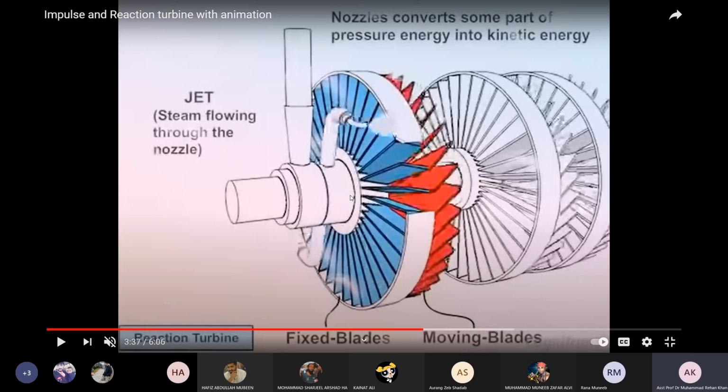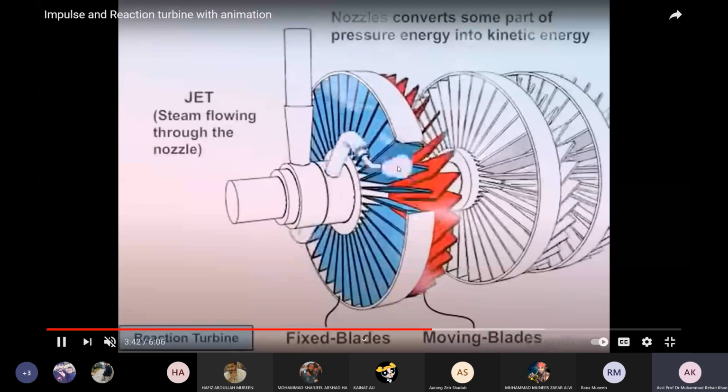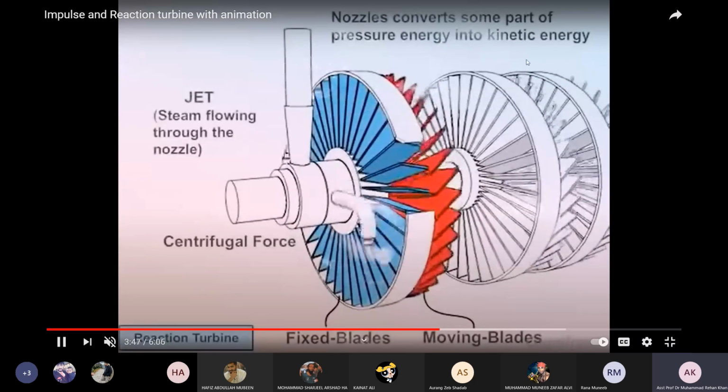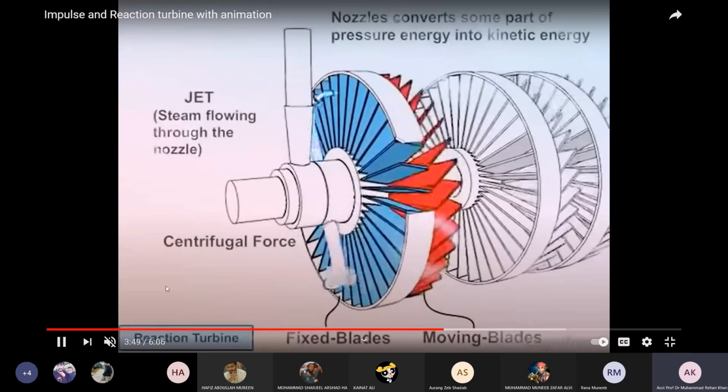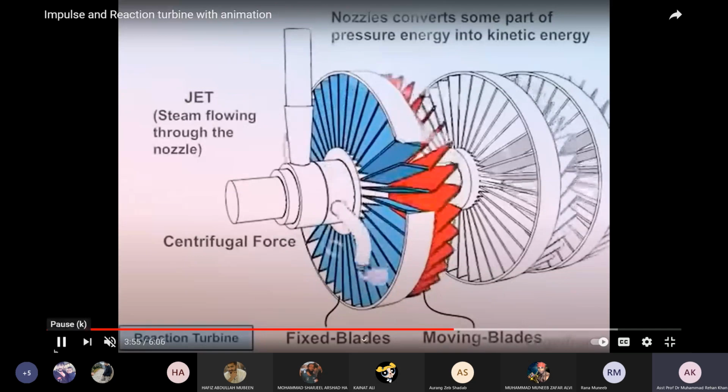We didn't see it. Basically, all the stationary blades over there, in the blue color, act as a nozzle. When the steam passes through these stationary blades, at the end of this section we have the nozzle effect. That's why we call all these stationary blades fixed nozzles. Collectively, this one portion is called a stage. This is another stage, and this is another stage. So this is the basic difference between your reaction turbine and impulse turbine.